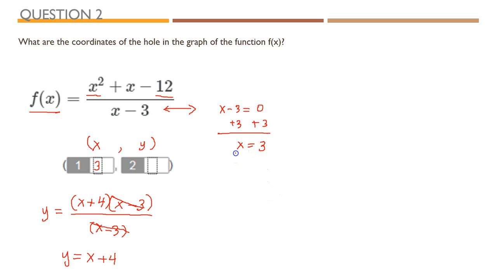But since x minus 3 is what causes the hole in the graph, we're going to take x equal to 3 and substitute it into our new function here. So we have y equals 3 plus 4. And 3 plus 4 is 7. So therefore y is equal to 7. So the hole in the graph is 3 for x and 7 for y.